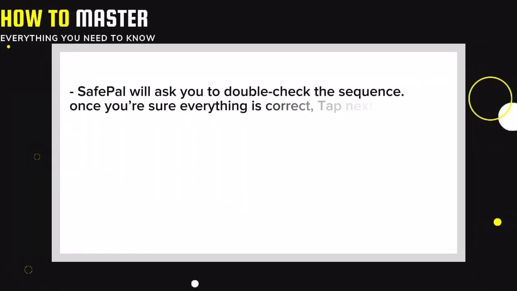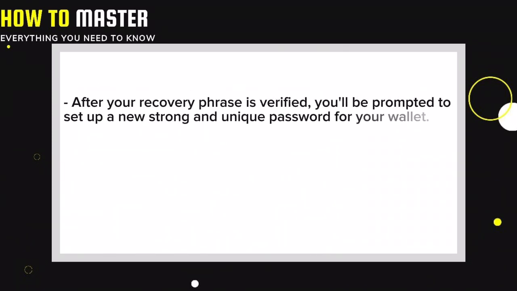Once you've entered all the words, SafePal will then ask you to double check the sequence. So take your time here because any mistakes in the order or spelling will prevent the recovery from succeeding. Once you're extremely sure, you can then tap next. After your recovery phrase is verified, you will then be prompted to set up a new password for your wallet. This is crucial for securing your access. So make sure to choose something strong and unique. And also, go ahead and make sure you store this password safely.